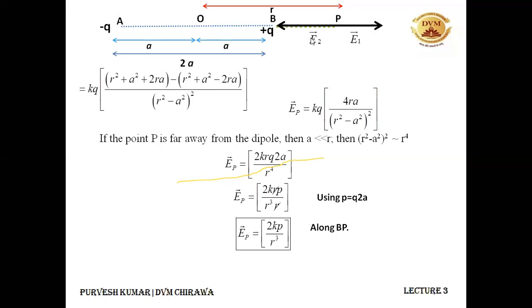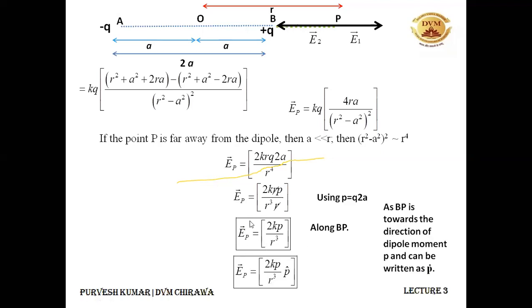that is along BP. Now, if I need to write this in vector form, I should have some vector multiplied by this magnitude. So I'm multiplying this quantity with a unit vector, P cap. Why so? Because BP is the direction of your electric dipole moment. The electric dipole moment has a direction from negative charge to positive charge. So minus Q to plus Q is the direction of P. That can be written as P cap.